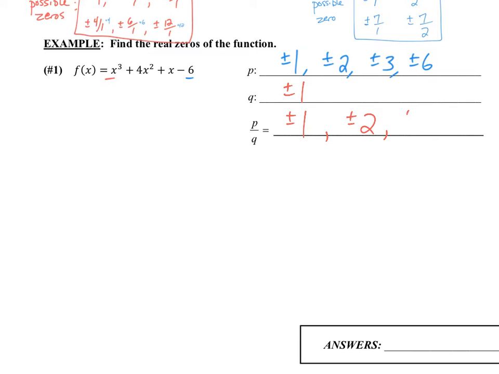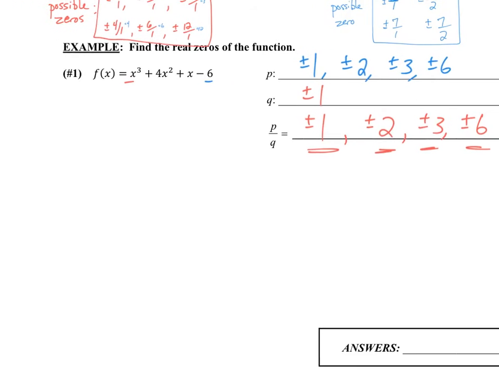2 over 1 is 2. 3 over 1 is 3. And 6 over 1 is 6. So all of the possible zeros, we have 1, negative 1, 2, negative 2, 3, negative 3, and 6, negative 6. So let's say we start with, let's try negative 1 first.